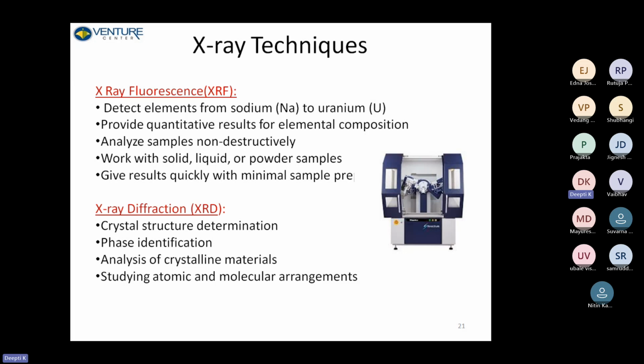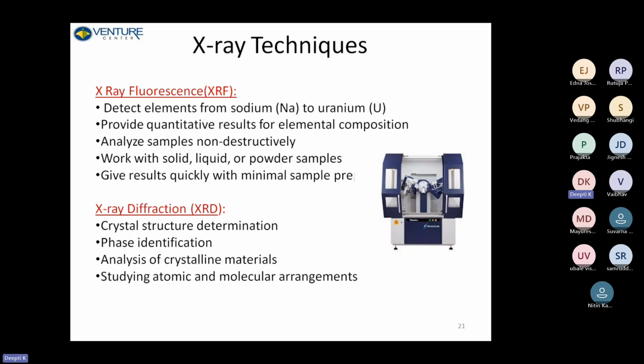It provides quantitative results and can analyze samples non-destructively. So this is very important: we can reuse the sample for other techniques. It can work on all types of matrices, so solids, liquids, and even powder form. And it requires almost no sample preparation. While X-ray fluorescence has so many advantages, in comparison, XRD is primarily used to determine structure.